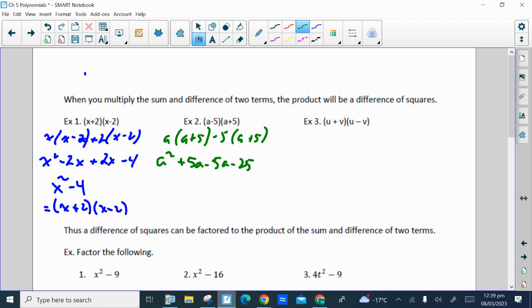Once again, those middle two terms will cancel. 5a take away 5a is 0. You're left with a squared minus 25, which is a difference of squares. Because there's two terms, a minus sign in between, both terms are perfect squares. And also, we multiplied a minus 5 by a plus 5 to get a squared minus 25. So if we factor that, the factors will be a minus 5 and a plus 5. The factors. Okay?